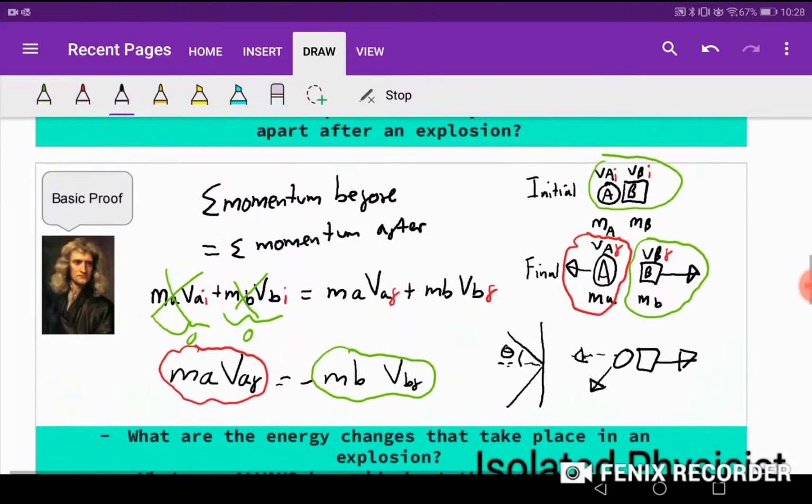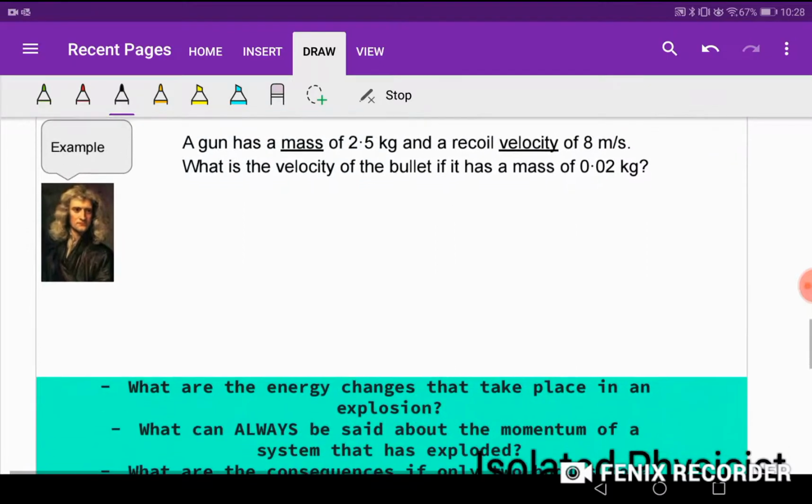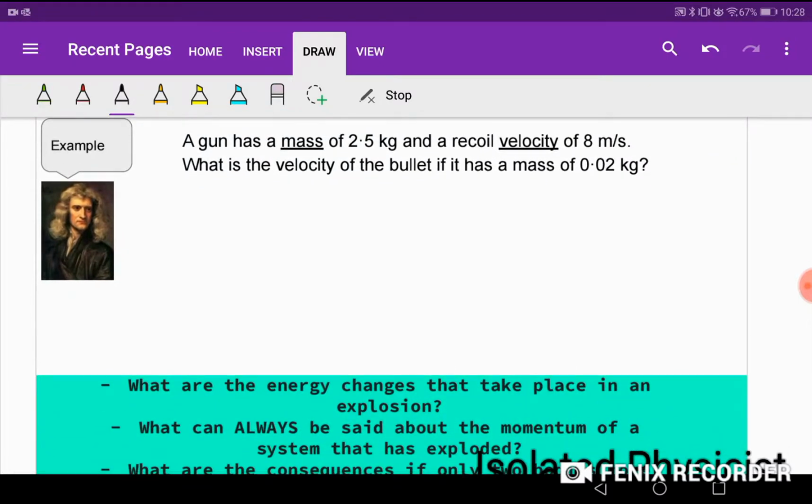So that is a fairly complicated way of doing quite a basic proof. Let's just show you how this works. We've got a gun with a mass of 2.5 kilograms, and it has a recoil velocity of 8 meters per second. What is the velocity of the bullet if it has a mass of 0.02 kilograms?